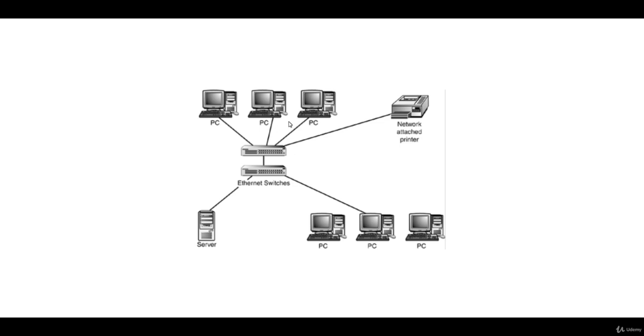You can easily identify a LAN because it doesn't have any routers. A router is a layer 3 device that understands IP addresses. An Ethernet switch understands MAC addresses.